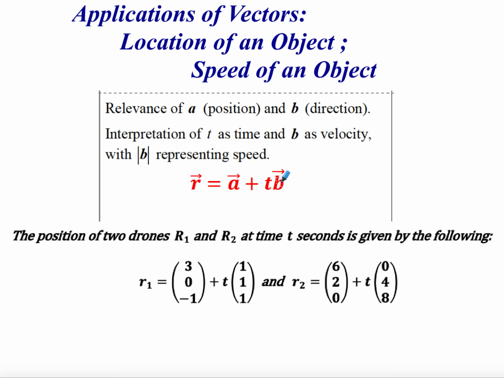As we will see in the brief theoretical development on the next slide, this direction vector, kind of a slope notion, deals with the velocity and its magnitude. It will be the speed of an object. So here's a couple of examples. In a few seconds we'll study the position of two drones, R1 and R2, at a particular point in time, and whether those drones actually crash into each other or not.